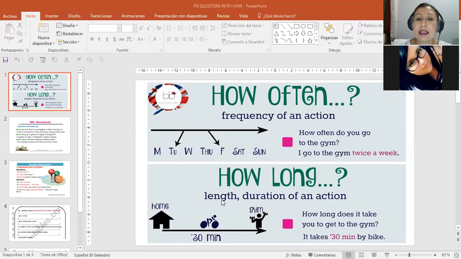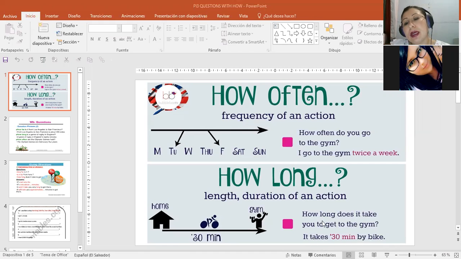How long is to talk about length, distancia, or duration of an action, okay? So if I'm going to talk about length, I have here this example. How long does it take you to get to the gym? Es como, ¿cuánto de distancia hay para llegar al gimnasio? ¿O cuánto tiempo te toma llegar al gimnasio? En este caso, es ¿cuánto tiempo te toma llegar al gimnasio? You say, it takes 30 minutes by bike. Aquí quiero detenerme en esta respuesta.